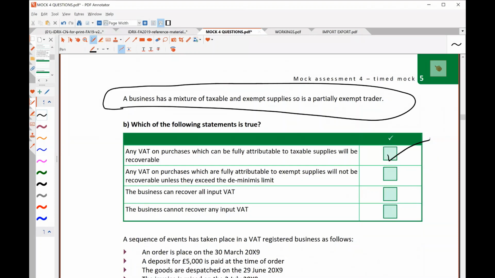Right. Okay. So Amy asked me a question about what de minimis means. I think the word de minimis is actually Latin. I actually looked that up once, I believe, so I'm not extremely intelligent when it comes to all that sort of thing. But it says, any VAT on purchases which are fully attributable to exempt supplies will not be recoverable unless they exceed the de minimis limit.